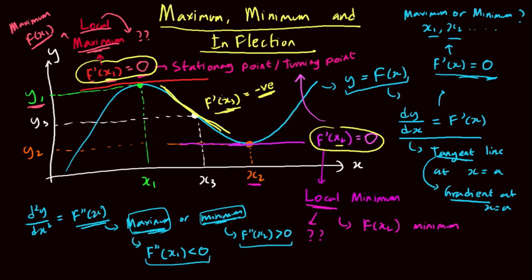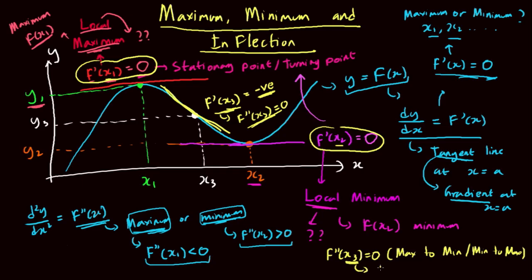But one thing to note is that if we take the second order derivative at x3 and we get a 0, what it means is that the graph is actually changing, moving from min to max. So if it equals 0, the graph is changing from max to min, or vice versa, whichever way, it doesn't matter. And this x3 is what we call an inflection point.